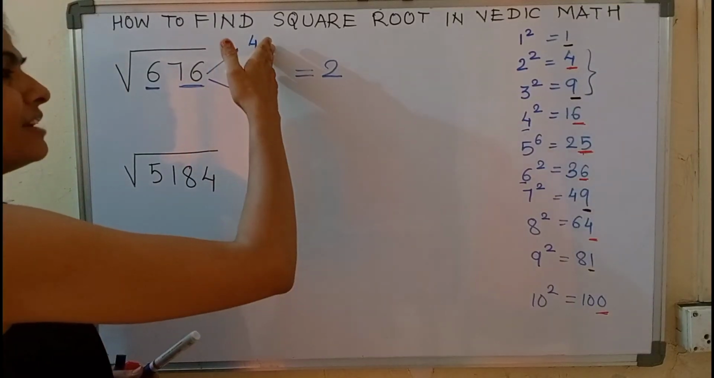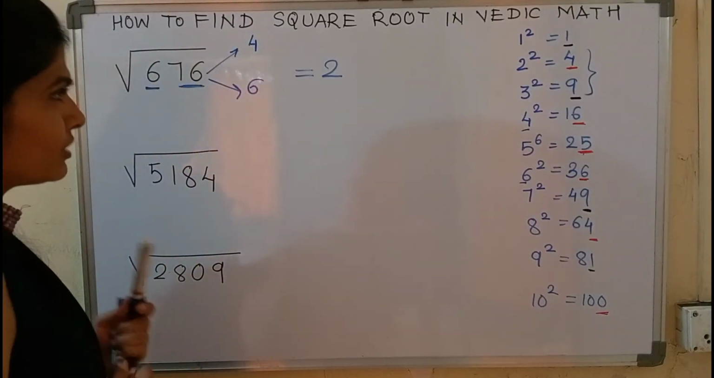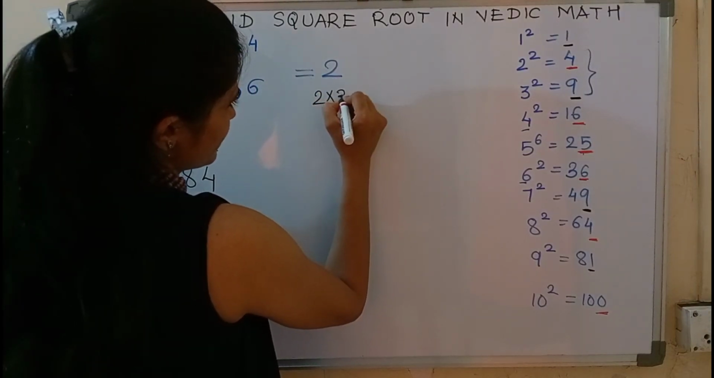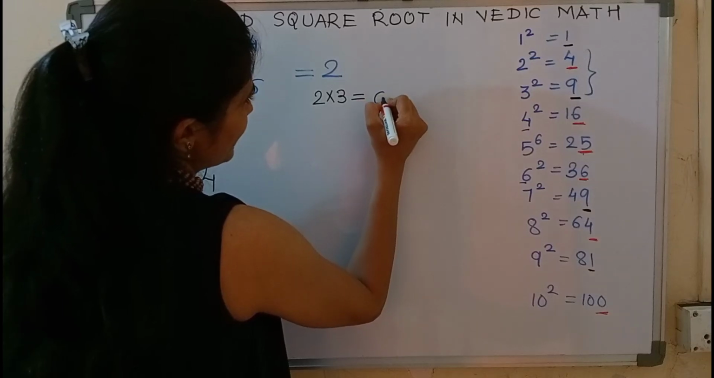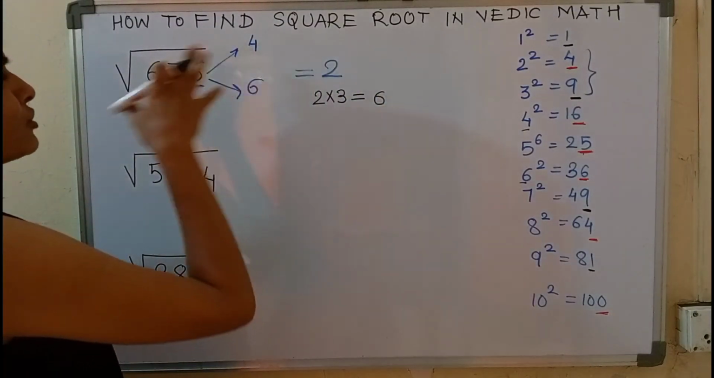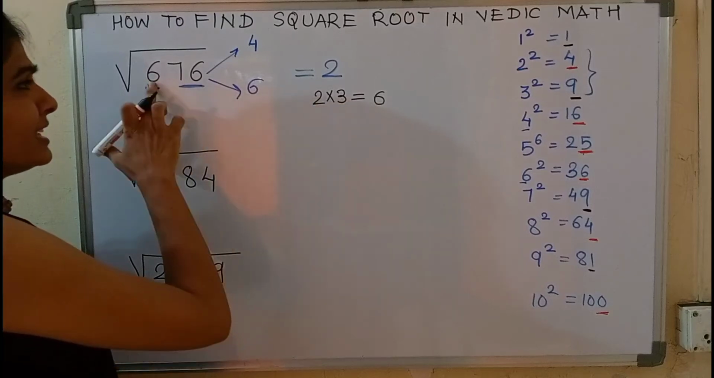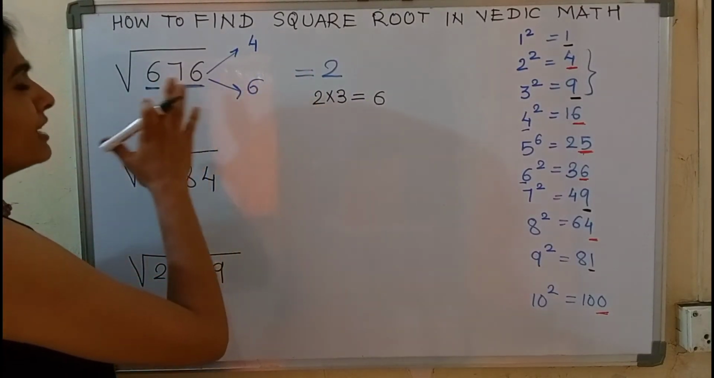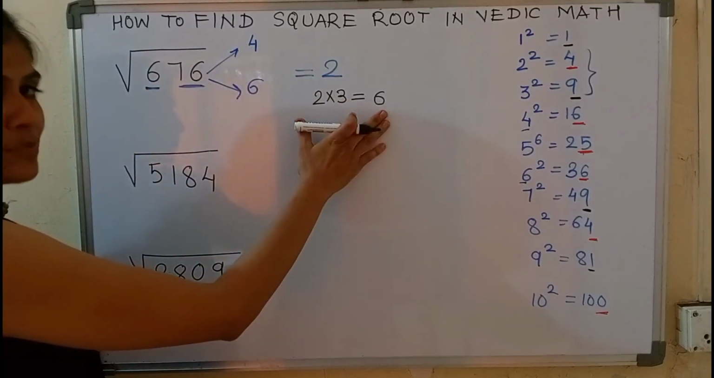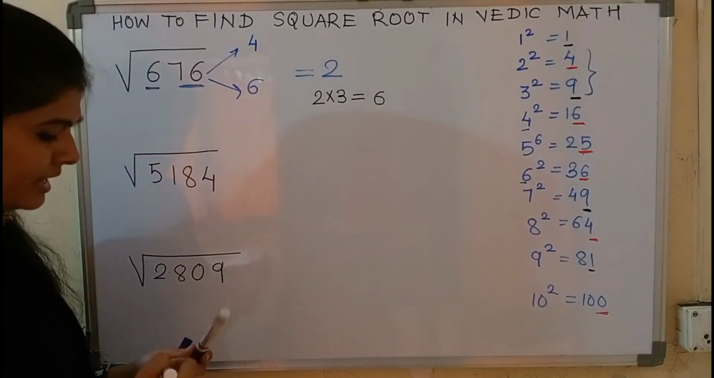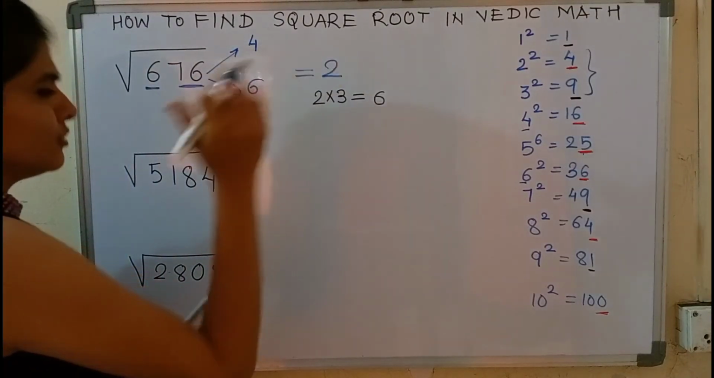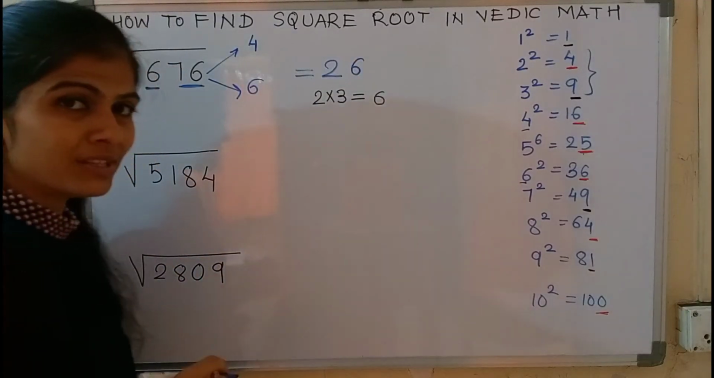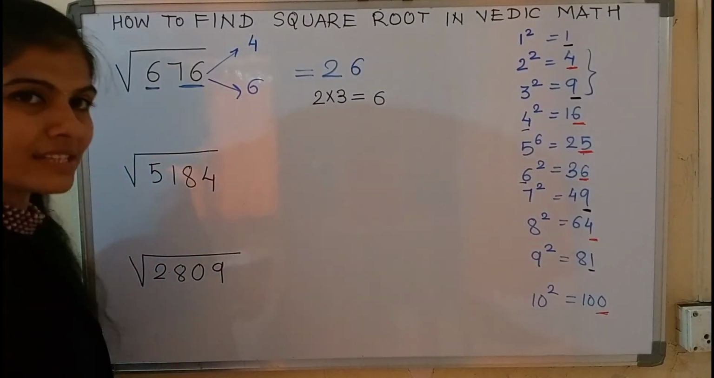Now, how to decide whether it should be 4 or it should be 6? For that, you should multiply this 2 with the next digit. It means 2 times 3. How much is it? 2 3s are 6. Now we should compare it with 6. If this number is greater than or equal to this one, then we should take the higher digit. But if it is less than or equal to this product, then we should choose the smaller one. As you can see, here the number is 6, here also 6. So I must choose 6. So my answer is 26. It means the square root of 676 is 26.